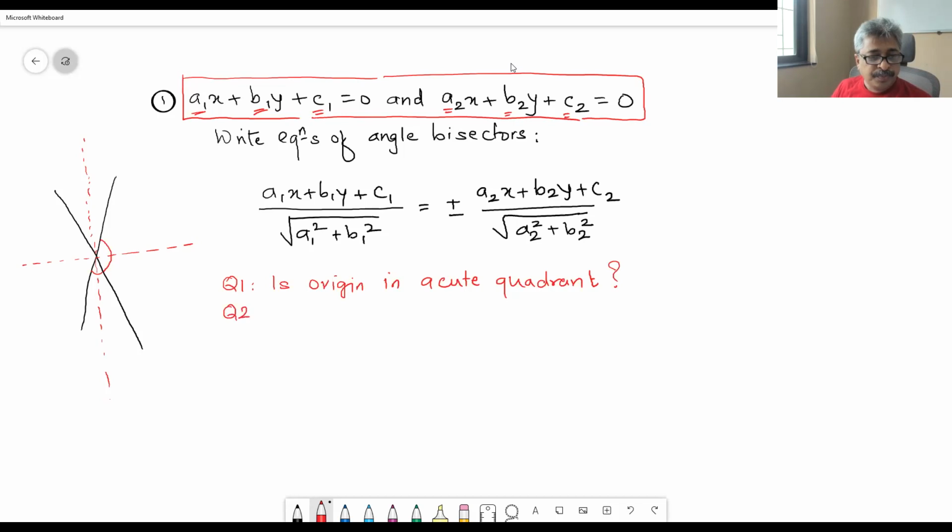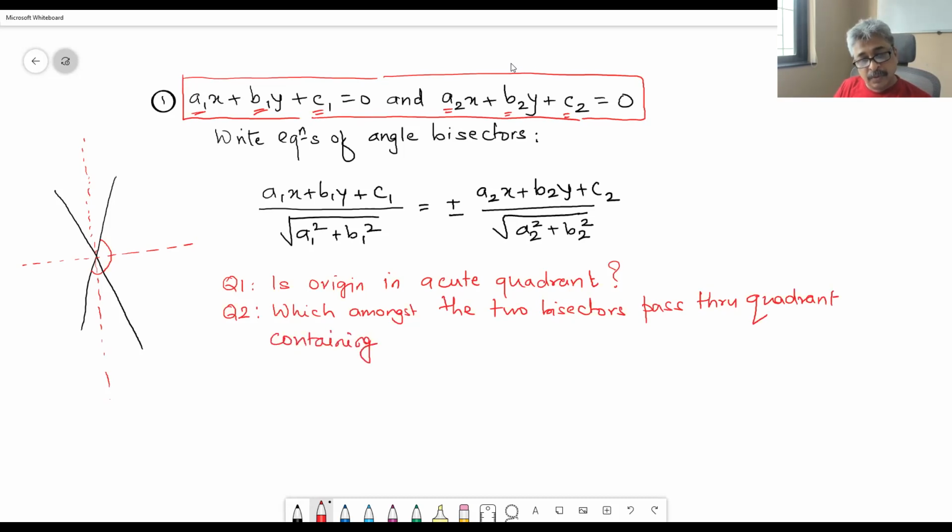Maybe question 2, which amongst the two bisectors pass through the quadrant containing origin. Similarly, I can ask which amongst the two bisectors pass through the acute quadrant.